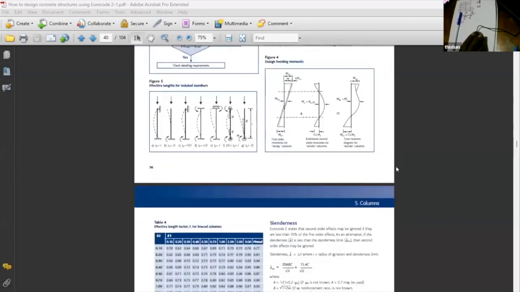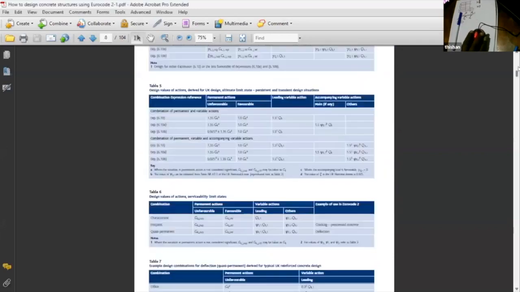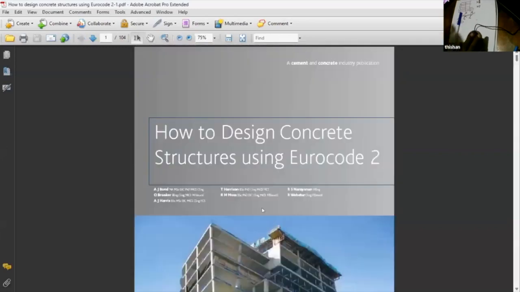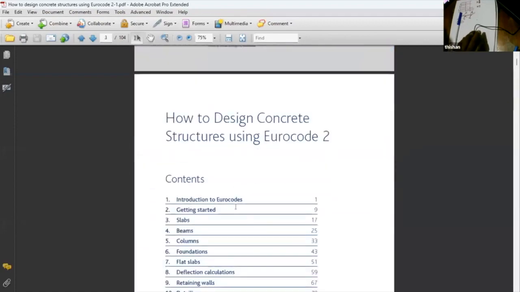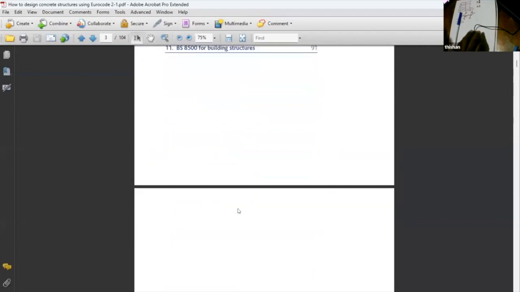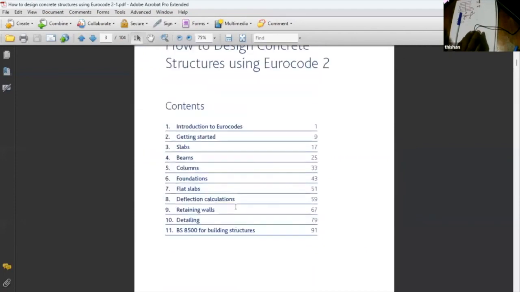What is this document? It's a very valuable document. You can download it free. How to design concrete structures using Eurocode 2. This is additional material that has been designed to help the engineers who are familiar with BS 8110. It is written by British people, so it gives a lot of details. It covers so many topics.